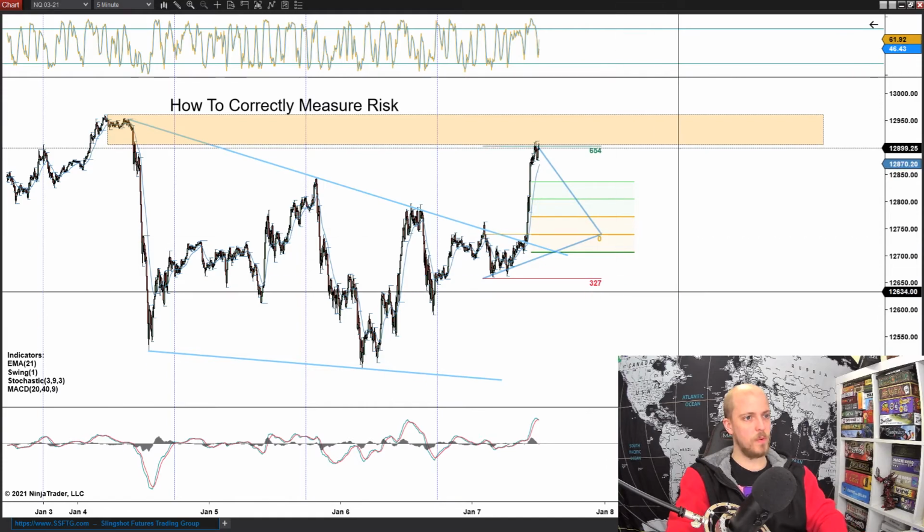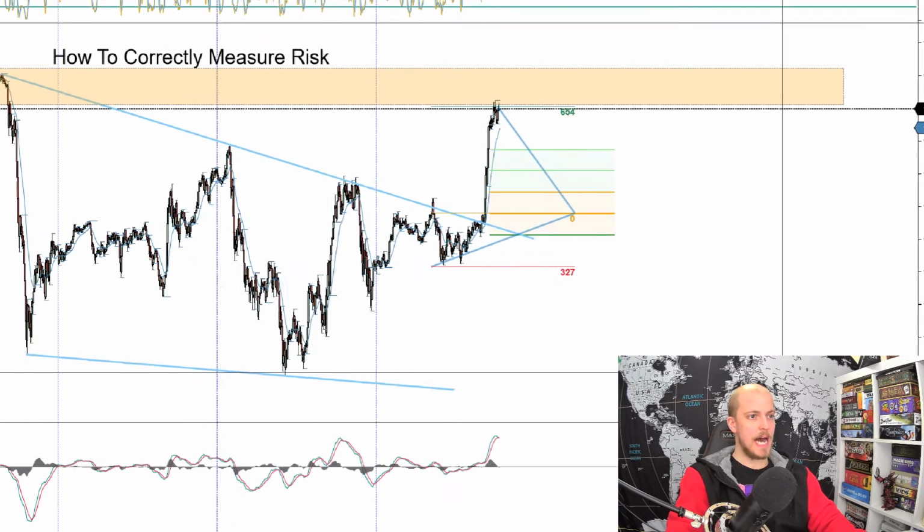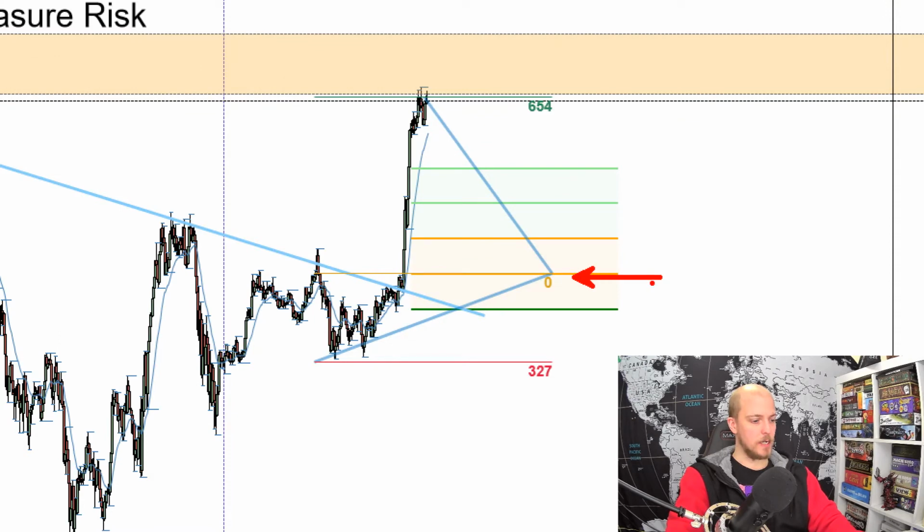So this would be what you would consider optimal entry. Optimal entry would be down here because that allows me to put my stop where I want to put my stop and put a target ahead of resistance. Taking it this way does mean I run the risk of missing the trade.